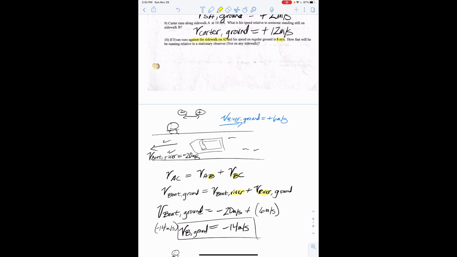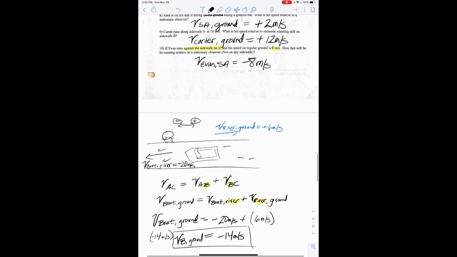And since sidewalk A was our positive sidewalk, this is against it. So we're saying V Evan relative to sidewalk A is going to equal negative 8 meters per second. So if sidewalk A wasn't moving, he'd be going 8 meters per second to the left. And that's against A because A goes right. Okay. How fast will he be running relative to a stationary observer not on any sidewalk?